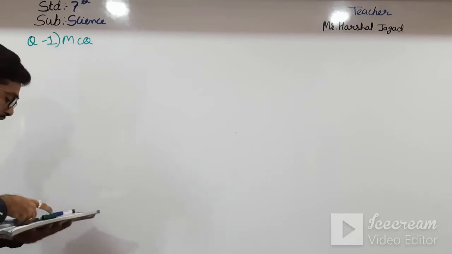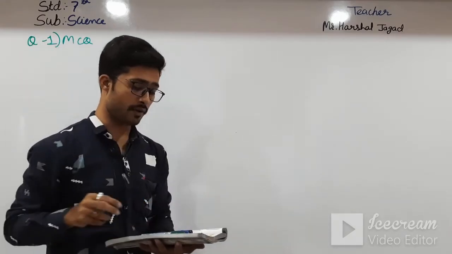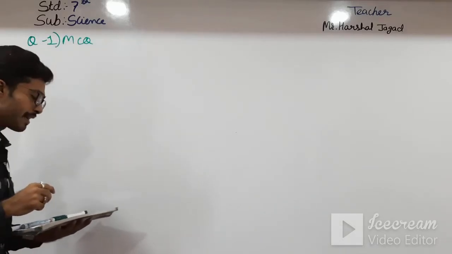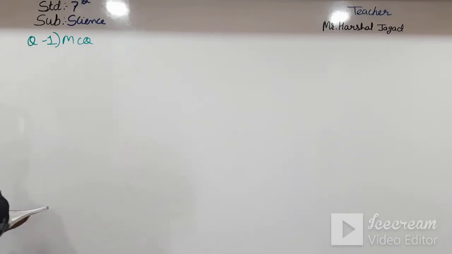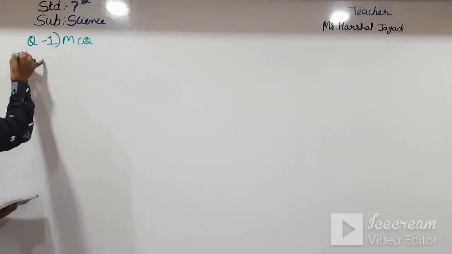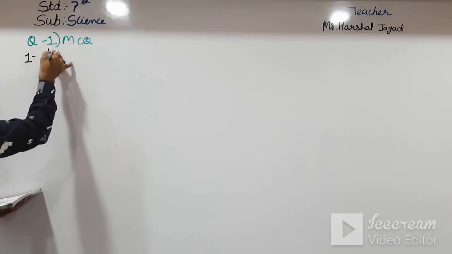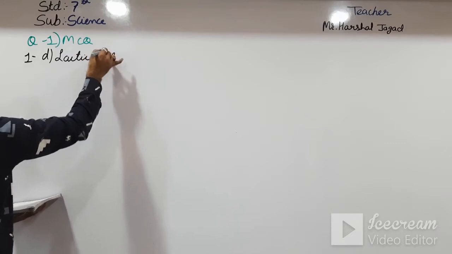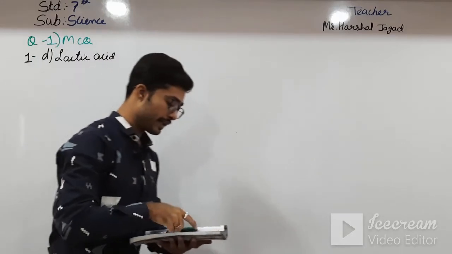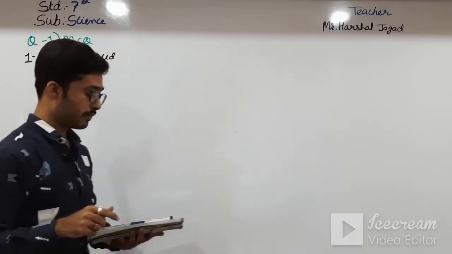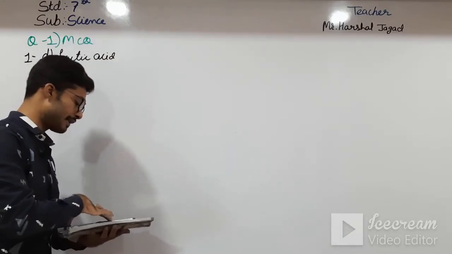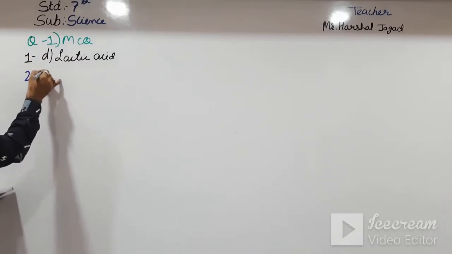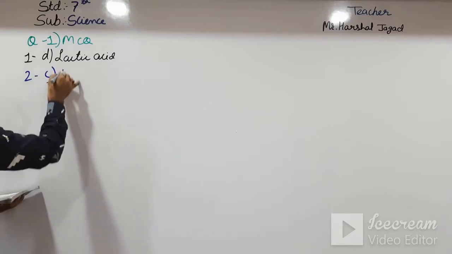Question 1 is MCQ. Which of the following is not an organic acid? Hydrochloric acid, sulfuric acid and nitric acid are mineral acids, so the first answer is D, lactic acid. Second, which one of the following is a corrosive acid? The most corrosive acid is nitric acid, HNO3. Second is C, nitric acid.